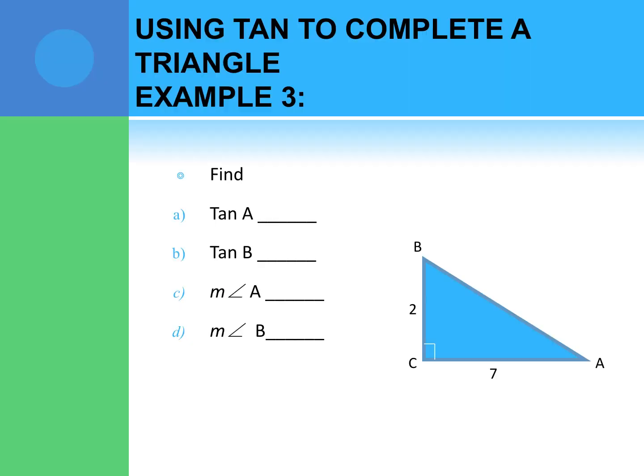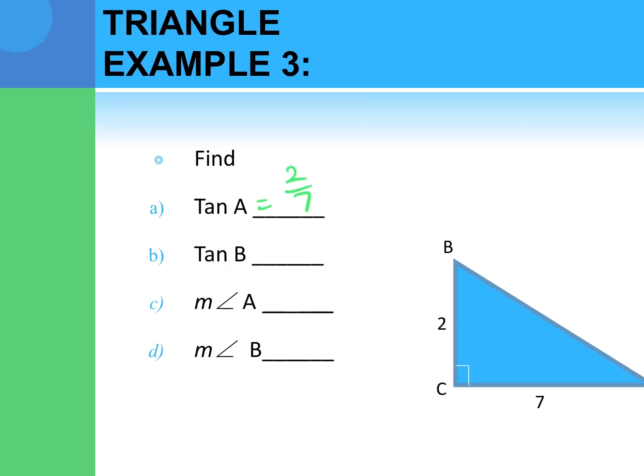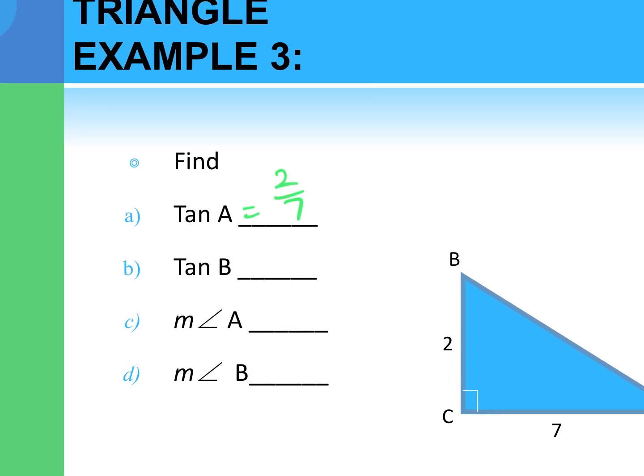All right, so next problem that I want to do, is this your next slide, or is this where it got jumbled? Which one did I skip? This one? Okay, let's go back to it. So this one should be fairly easy. What's the tangent of A going to be? 2 over 7, very good. What's the tangent of B going to be? 7 over 2, very good.